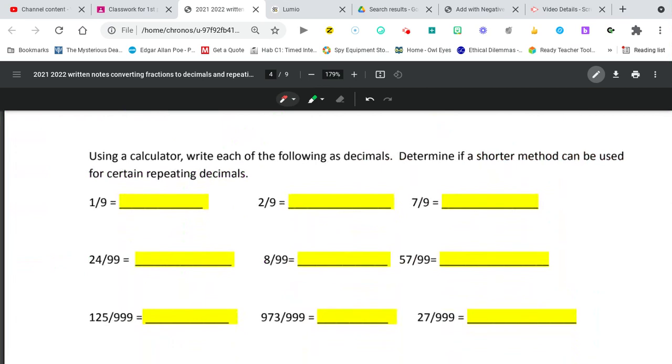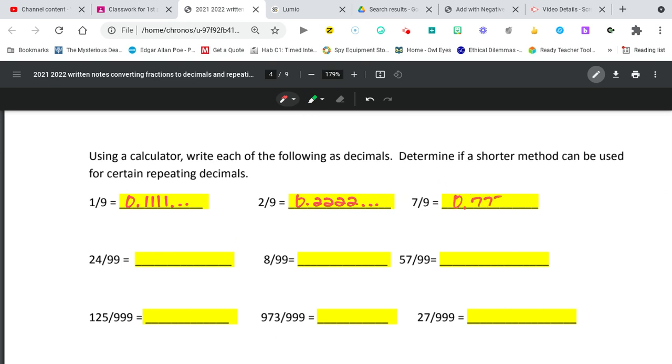All right, let me see if I can show you some shortcuts. Okay, so using the calculator, and I'm not in class, so we're not using the calculator. I'm going to do it for you. It says write each of the following as decimals. And we're going to determine if a shortened method can be used for certain repeating decimals. Okay, so I'm going to take 1 and divide it by 9. You punch it in from top to bottom, and this is what I get. 2 divided by 9, and this is what I get. 7 divided by 9, and this is what I get, guys.